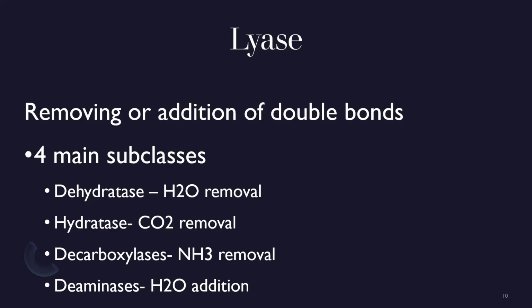Hydratase, it is the removal of carbon dioxide in it. And the decarboxylases, it is the removal of nitrites in it. And then deaminases, it is the addition of water in it. So, thus, if we remove these molecules or compounds, we will form a double bond, or we will break that double bond.